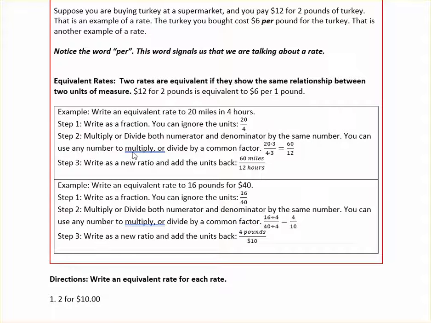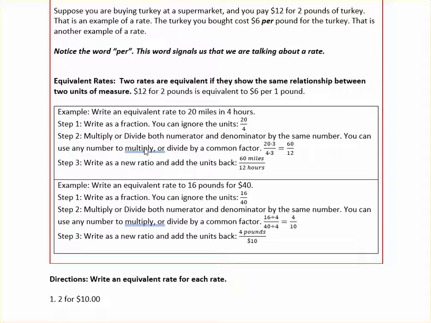Step 2, in order to make an equivalent rate, you can either multiply or divide both numerator and denominator by the same number. You can use any number to multiply. If you're going to divide, you want to divide by a common factor of the two numbers to make it a little easier to do.